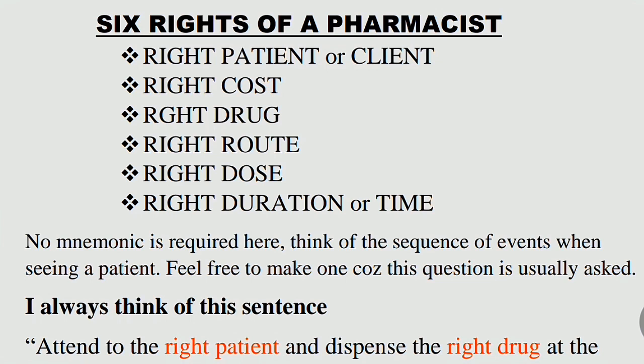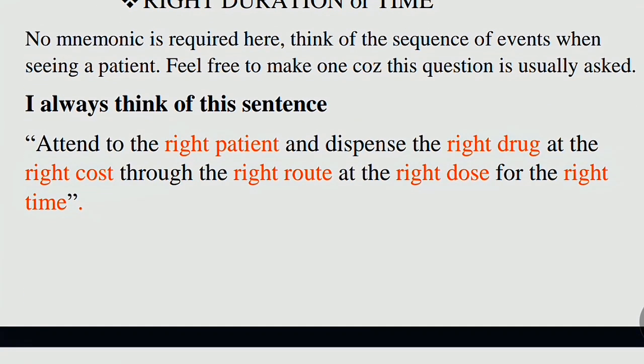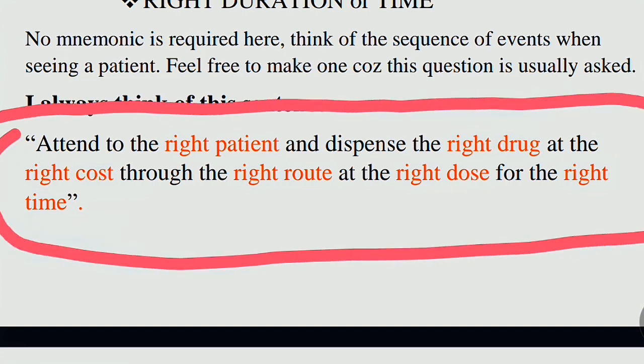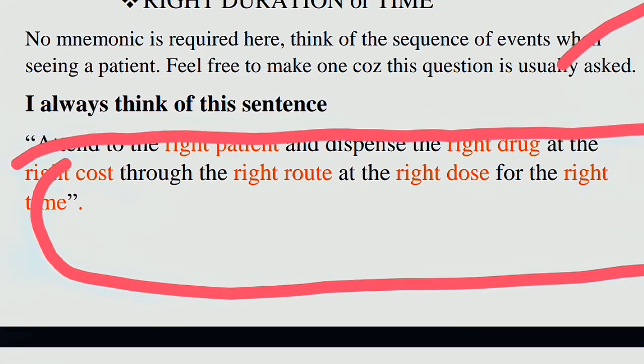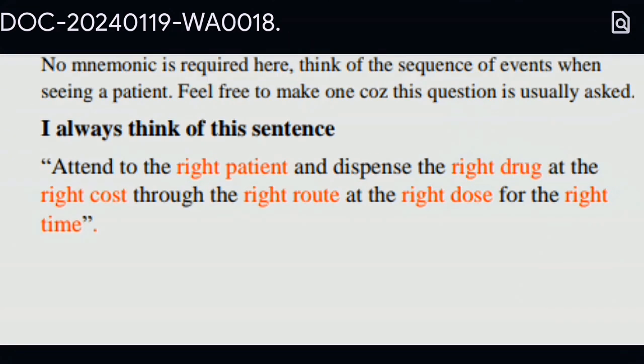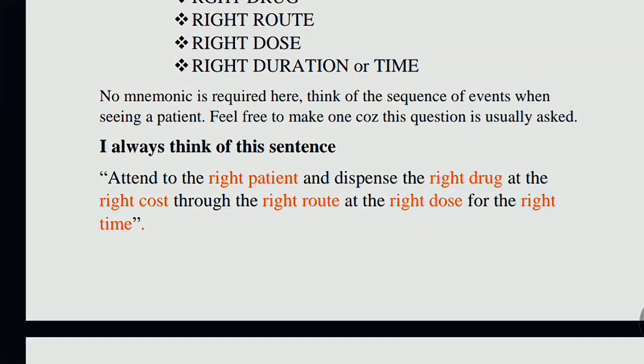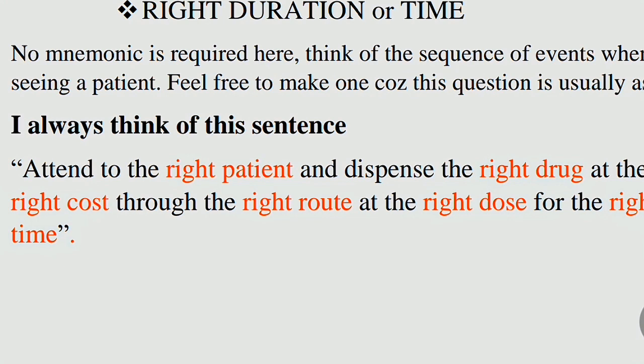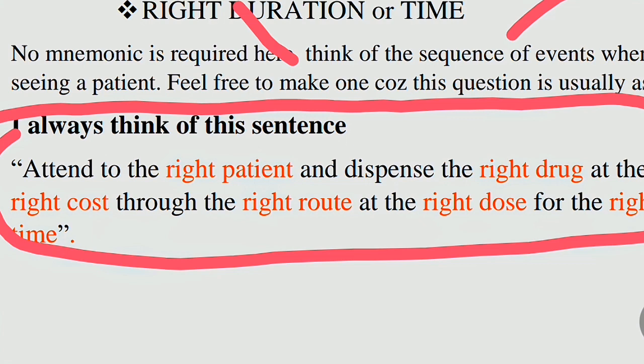So for this one, you don't necessarily need a mnemonic. You just need to think of this simple sentence. Just think about this. You think of the sequence of events whenever you're attending to a patient, right? So what are we saying? We're saying attend to the right patient and dispense the right drug at the right cost, through the right route, at the right dose, and at the right time.